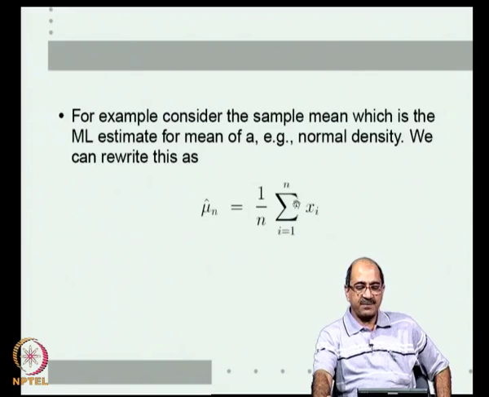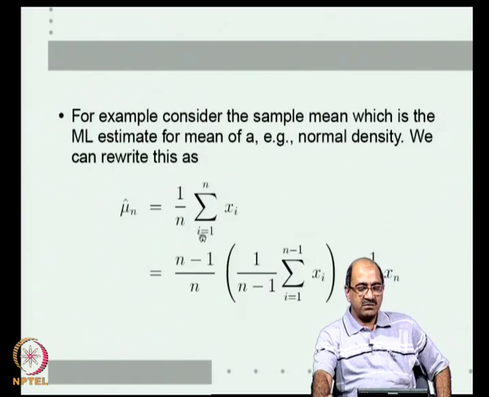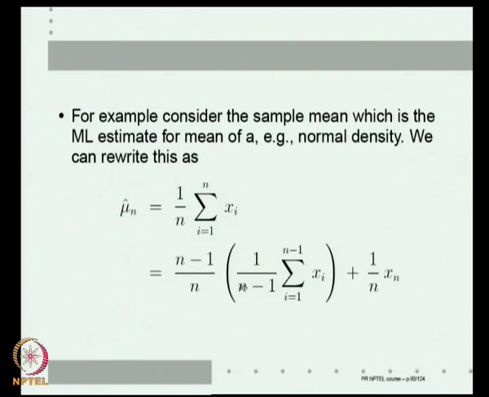Very simple, this is the sample mean, right. I can rewrite the sample mean in this form. Instead of adding all the n, I first add n minus 1, divide by n minus 1. So, I multiply by n minus 1 here. This gives me 1 by n into the sum up to n minus 1, and then 1 by n into x n. This will give me the sum of all the terms up to n divided by n.